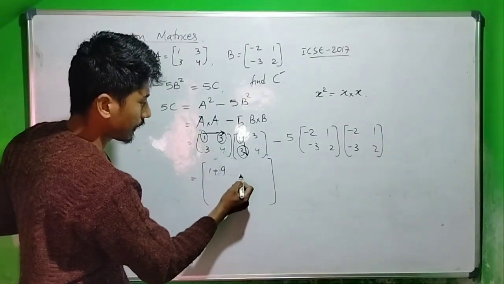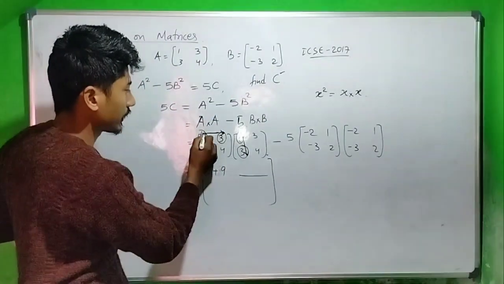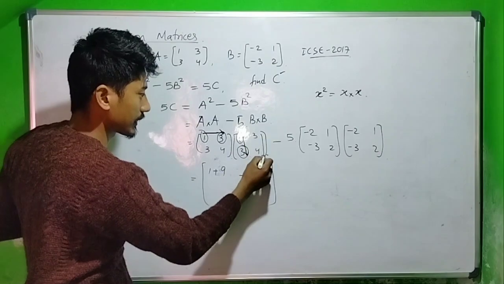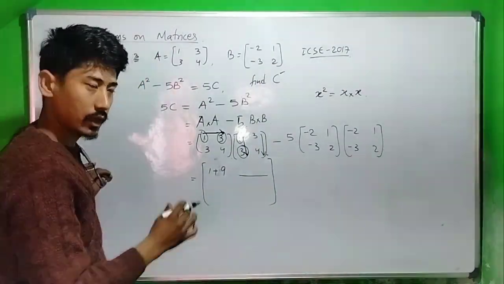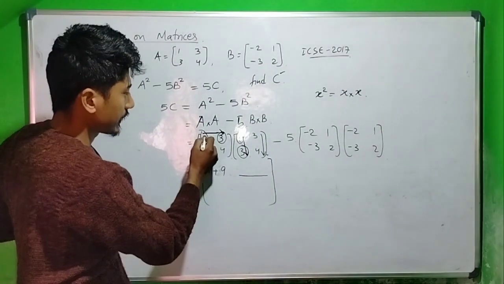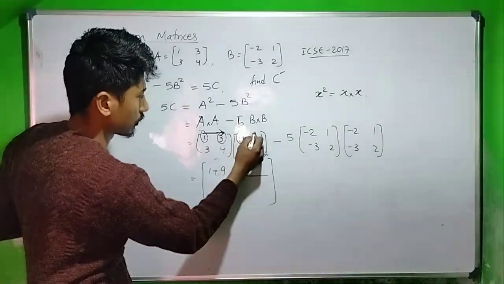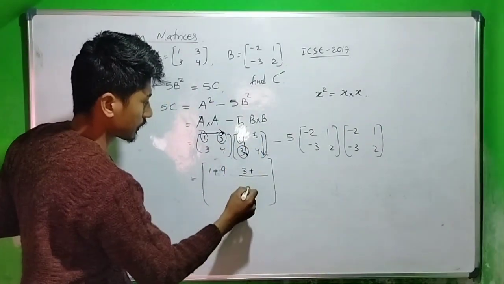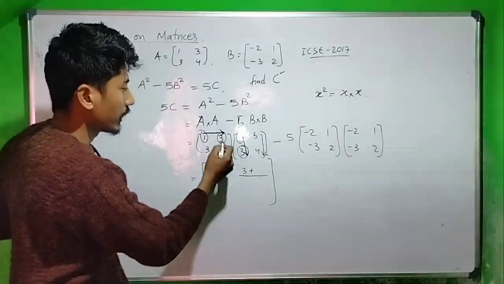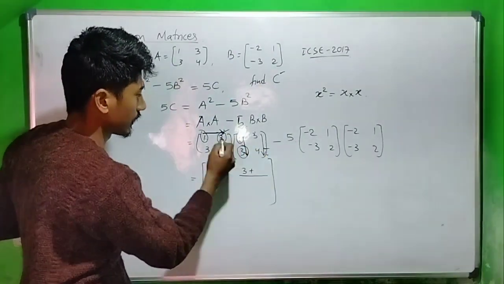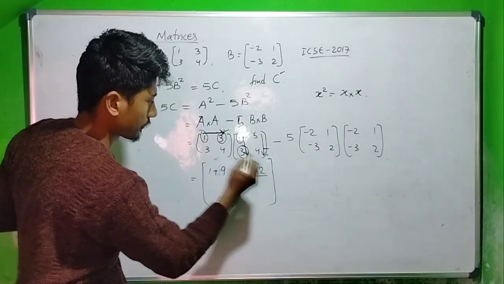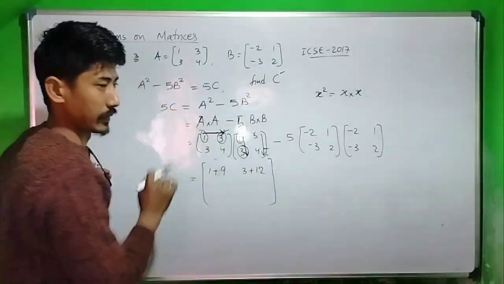Now to get the second element, we have to multiply the first row with the second column. Alright? So the multiplication process is the same. Tail, that is 1 into 3, 3, plus. We have to put plus, and again head, that is 3 into 4, 12. So we got the second element.